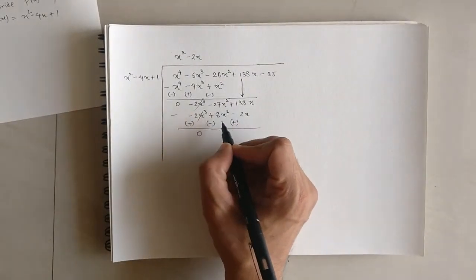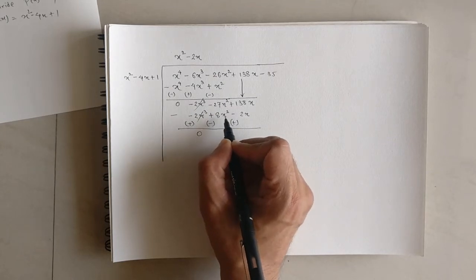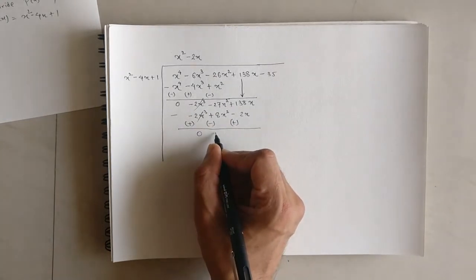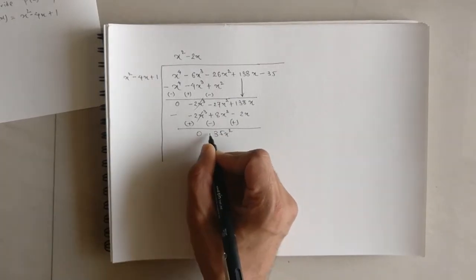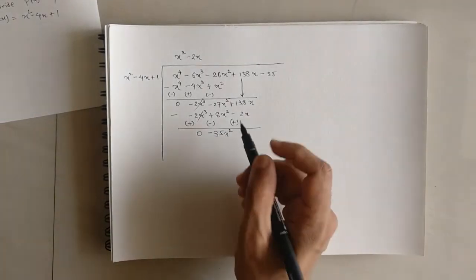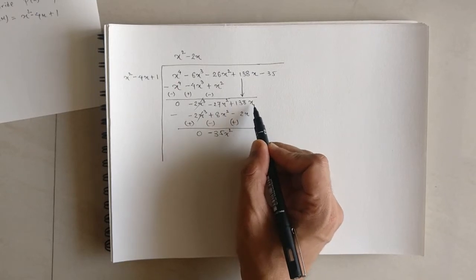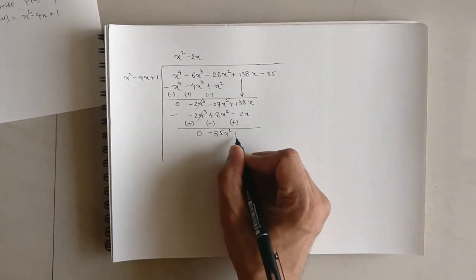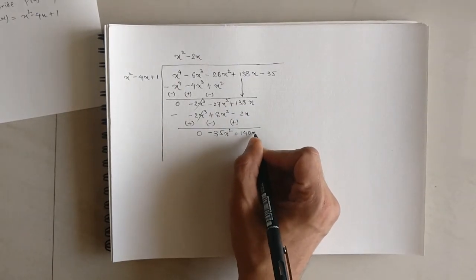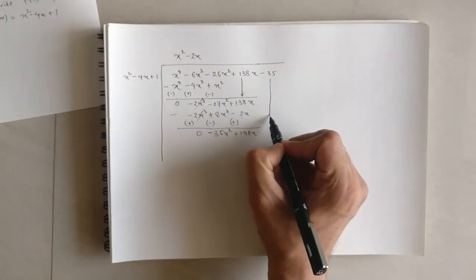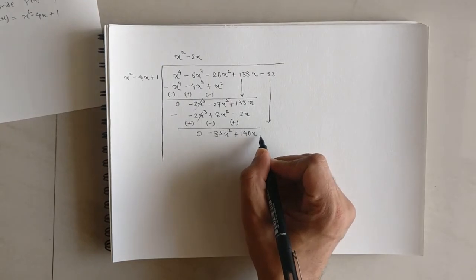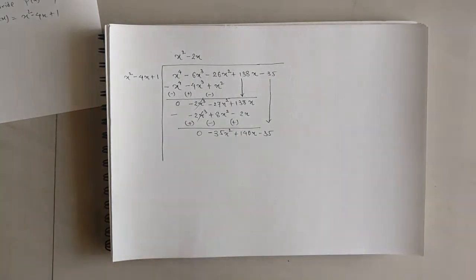Minus 27x square minus 8x square becomes minus 35x square, and minus 138x plus 2x is minus 140x. You can bring the 35 down, minus 35.